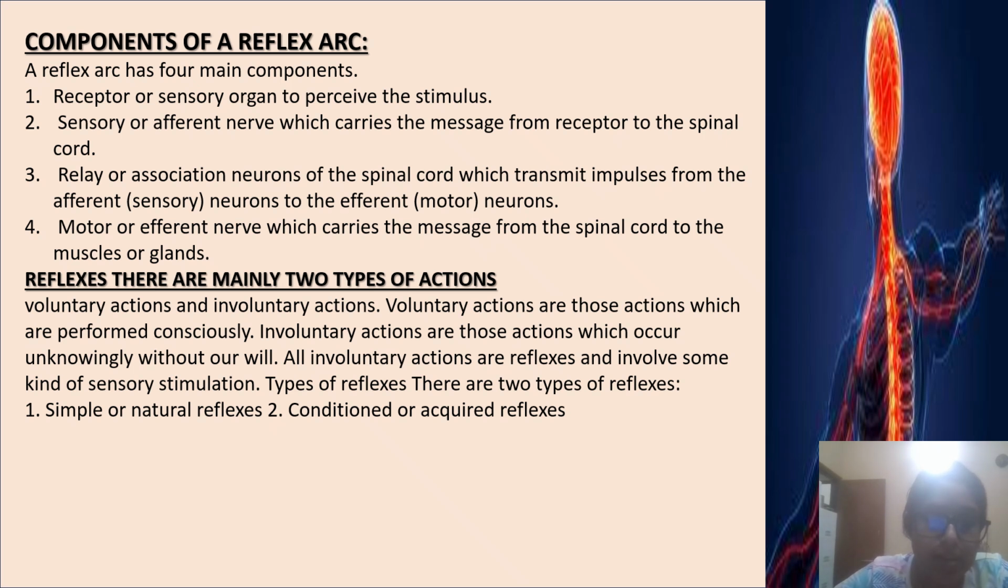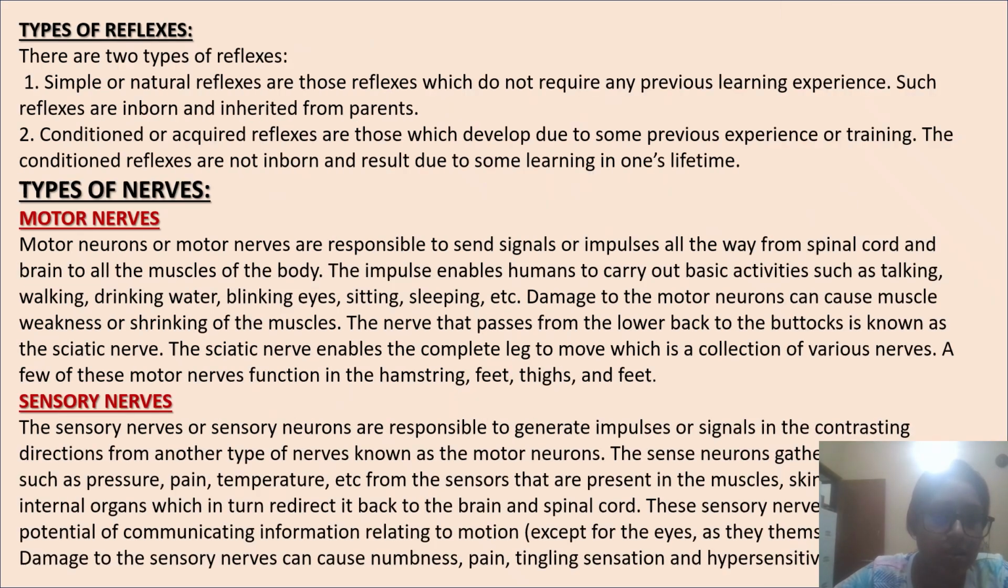Types of reflexes. There are two types of reflexes: simple or natural reflexes and conditioned or acquired reflexes. Simple or natural reflexes are those reflexes which do not require any previous learning experience. Such reflexes are inborn and inherited from parents. And conditioned or acquired reflexes are those which develop due to some previous experience or training. The conditioned reflexes are not inborn and result from some learning in one's lifetime.